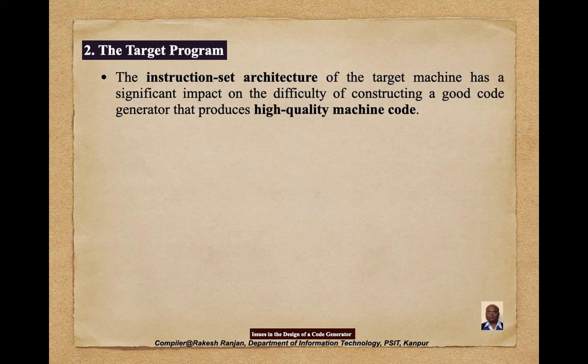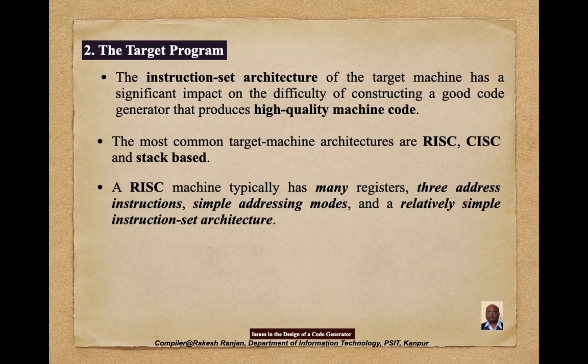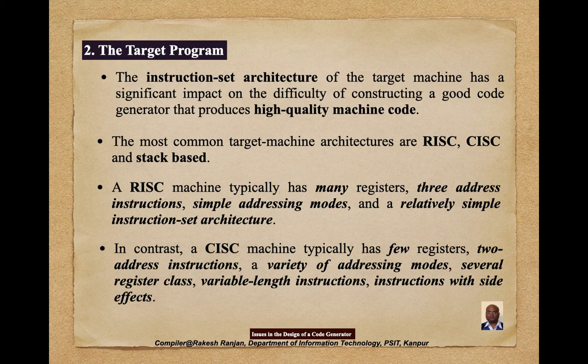The second issue is the target program. Here the instruction set architecture of the target machine is to be decided, to produce high quality machine code. The common target machine architectures are RISC (reduced instruction set computer), CISC (complex instruction set computer), and stack based machines. A RISC machine typically has many registers, three address instructions, simple addressing modes, and a relatively simple instruction set architecture. A CISC machine may have very few registers, two address instructions, a variety of addressing modes, several register classes, variable length instructions, and instructions with side effects.